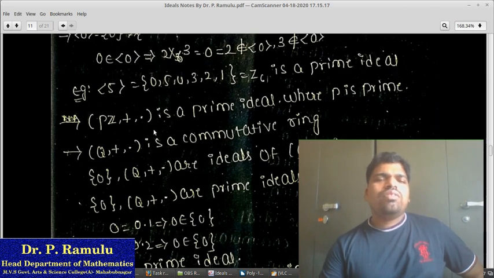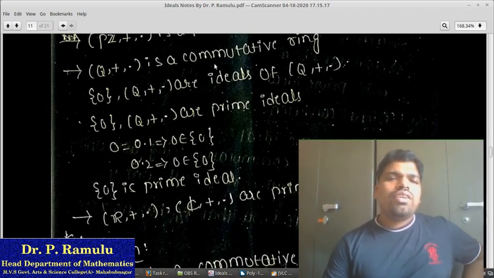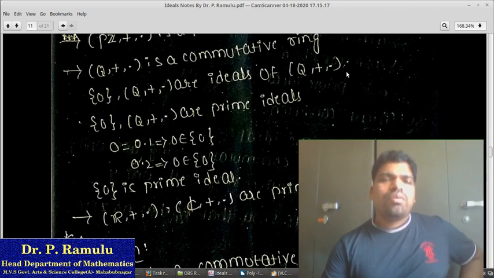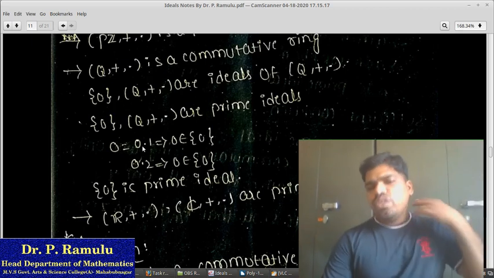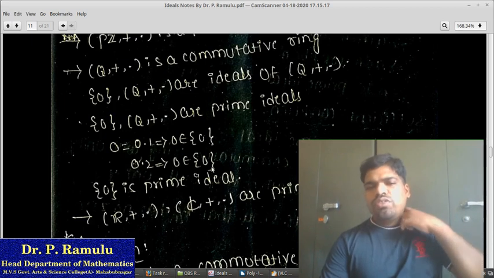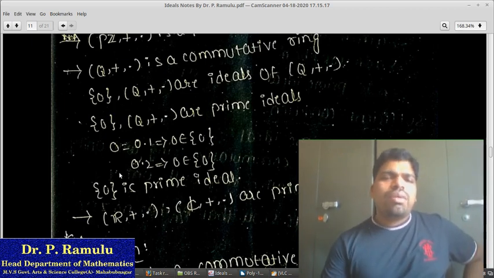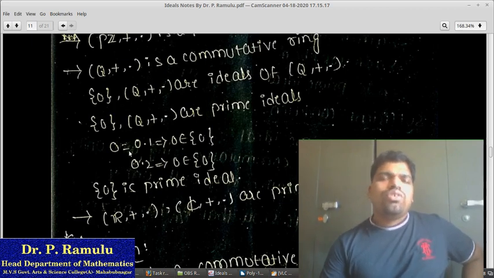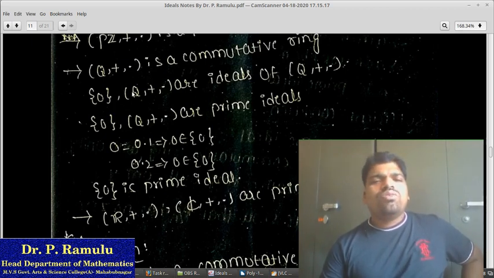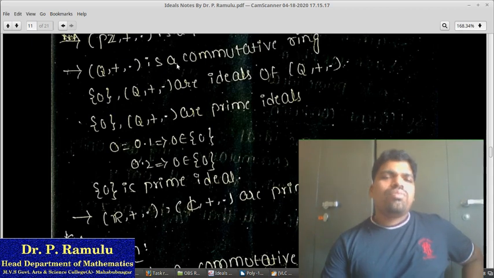Right, Q, plus, dot is a commutative ring and 0 and Q are ideals of Q, plus, dot. Singleton 0 and Q are prime ideals. In this case, first thing is 0 into 1 equals 0, which belongs to singleton 0, 0 into 2 equals 0 belongs to it, right? If I take 0 belongs to the set, you can multiply any element, we will get 0 into that number equal to 0 only. That means singleton 0 is a prime ideal in this case, Q, plus, dot. So Q, plus, dot is also a prime ideal.